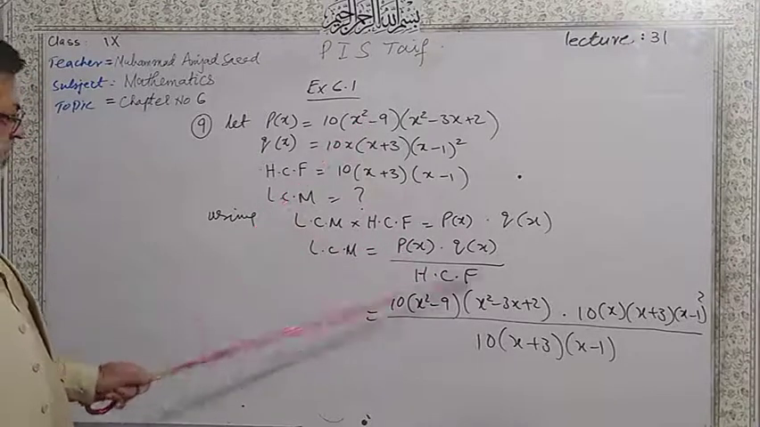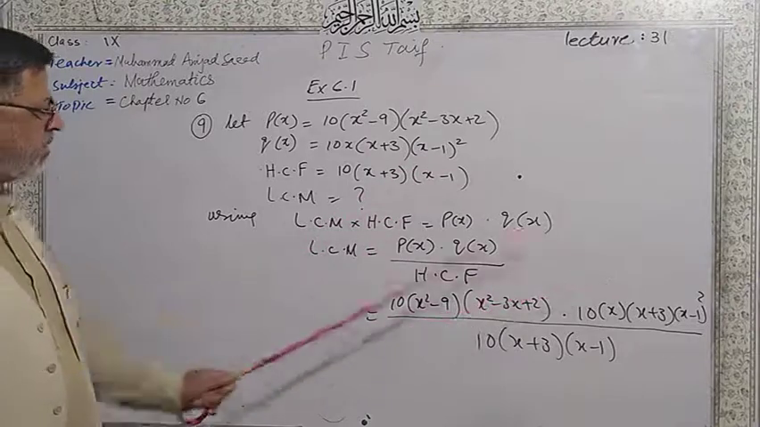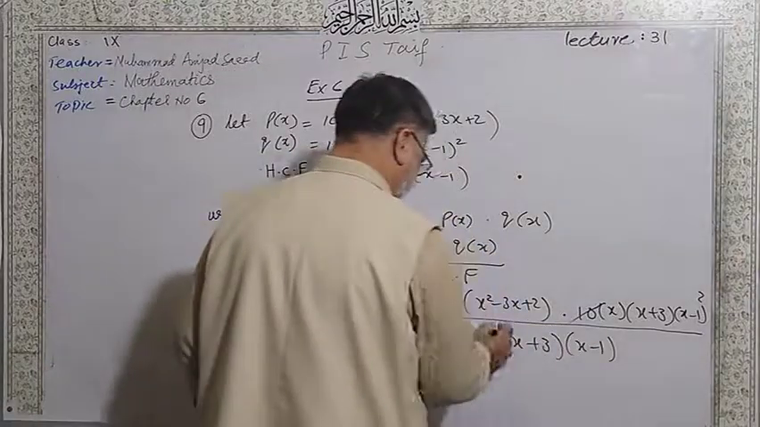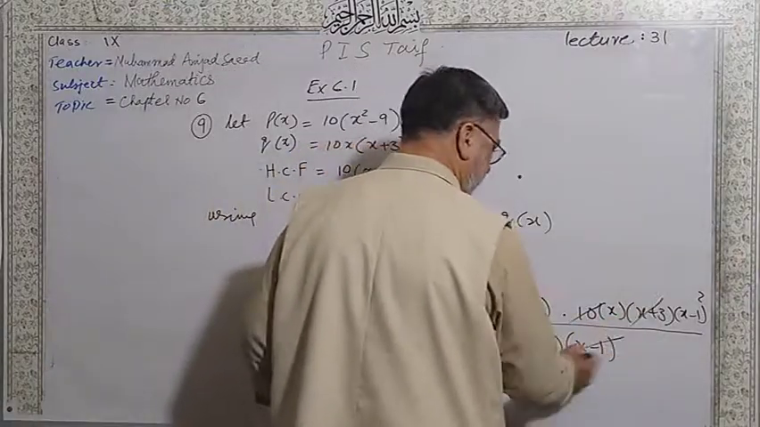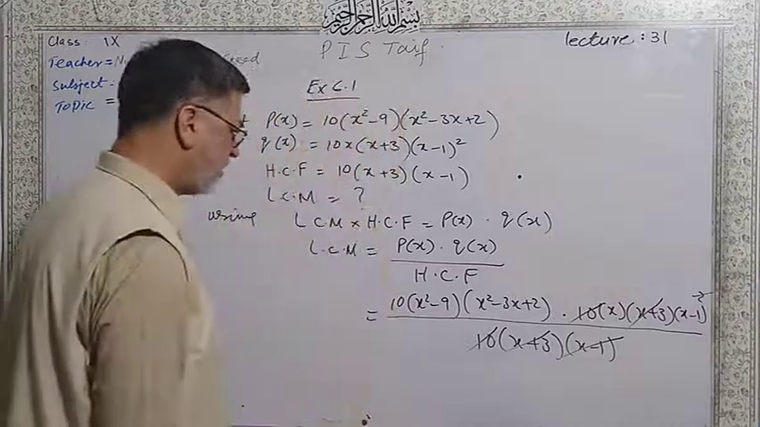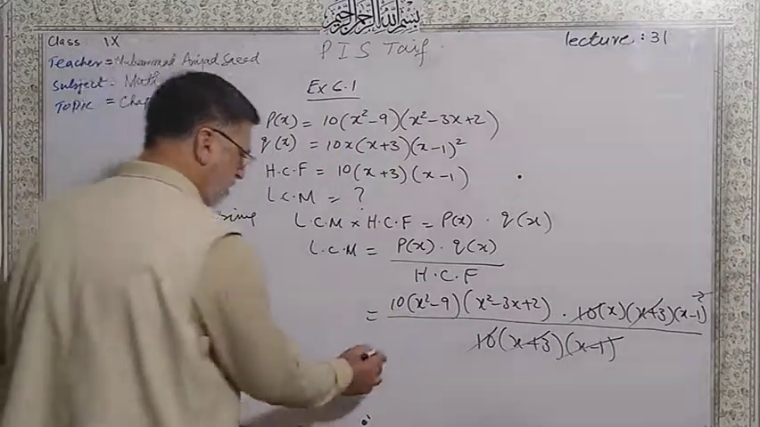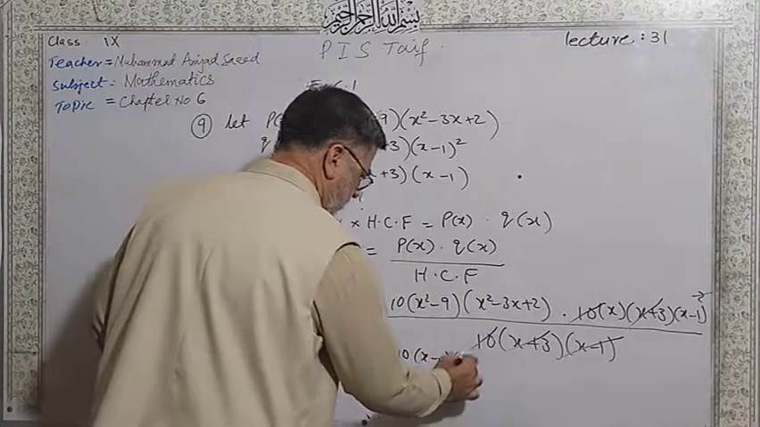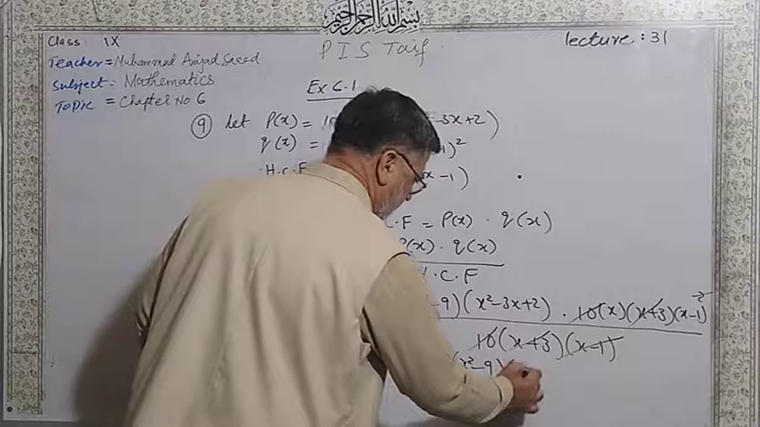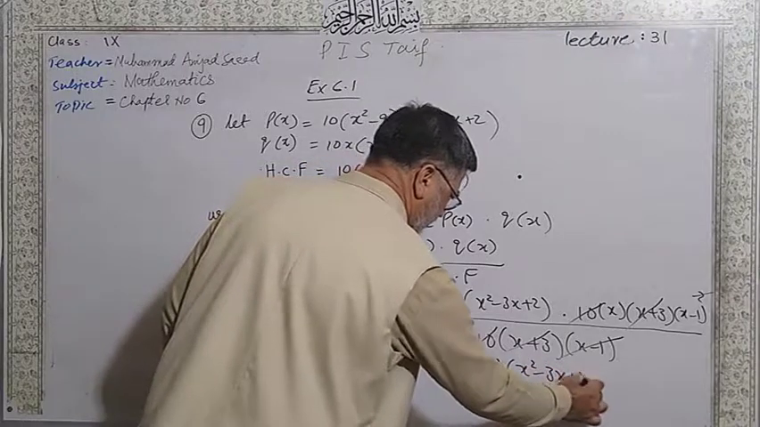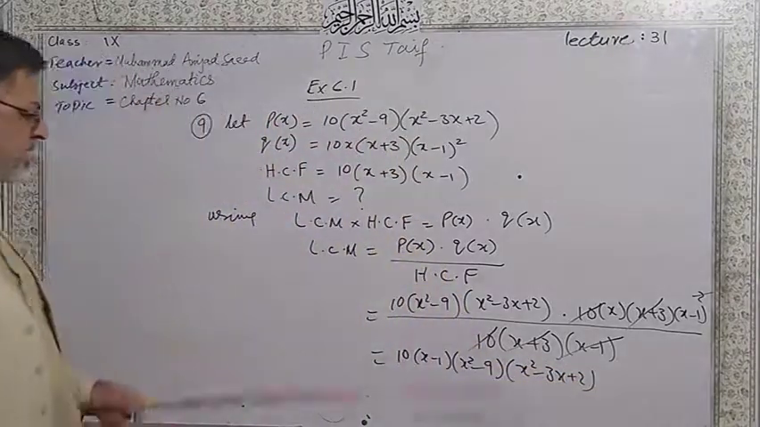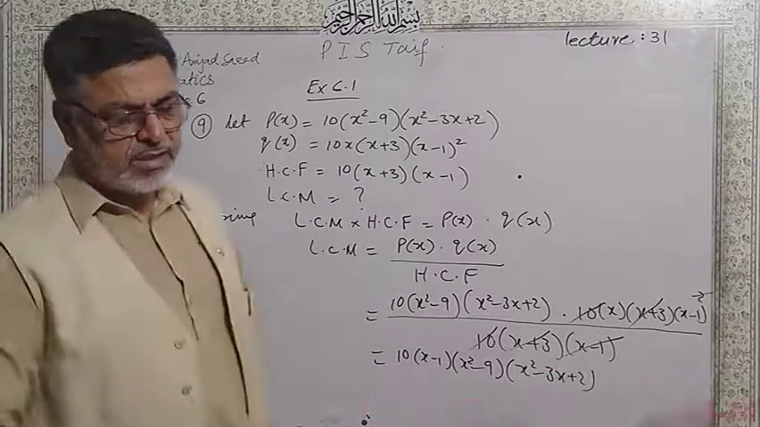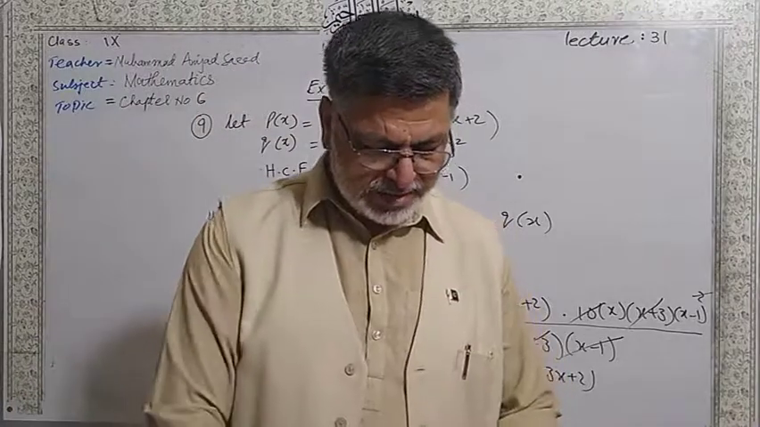P of x, Q of x divided by HCF. So 10 and 10 cancelled out, x plus 3 cancelled out, 1 power of x minus 1 cancelled out. So here we can have 10 into x minus 1, x square minus 9 and x square minus 3x plus 2. You can leave this as your LCM. This will be your answer. After that, question number 10.